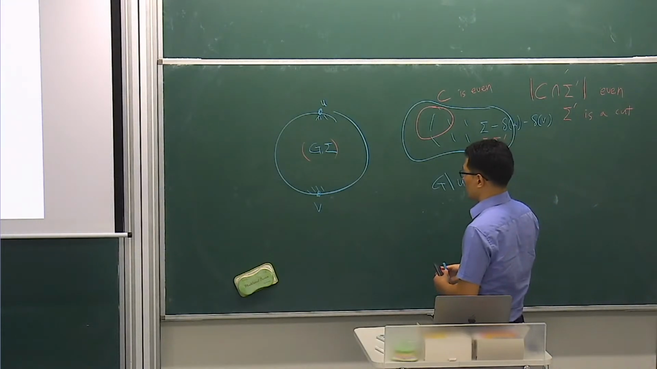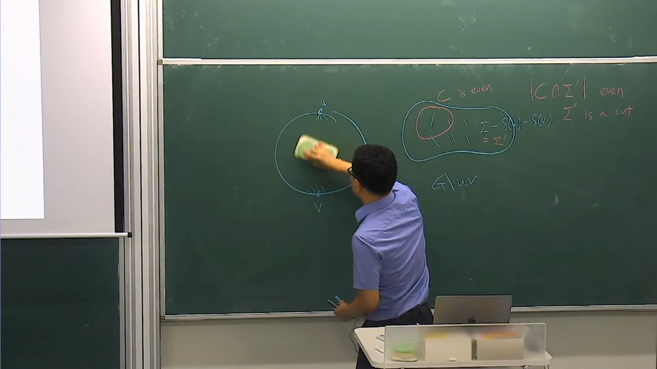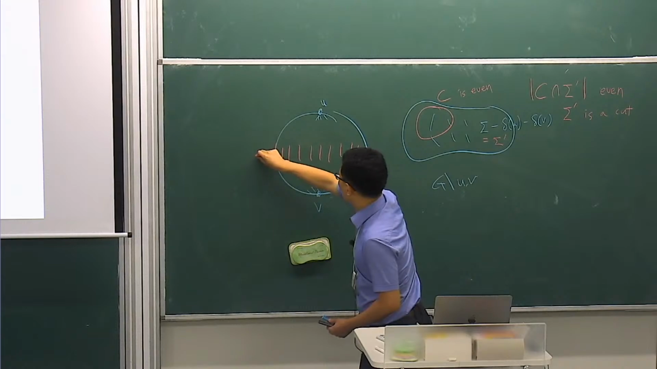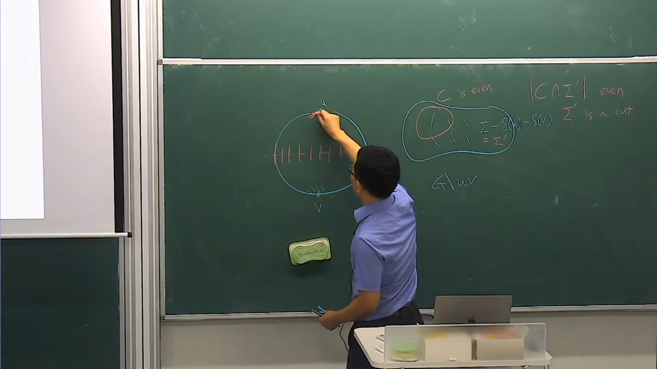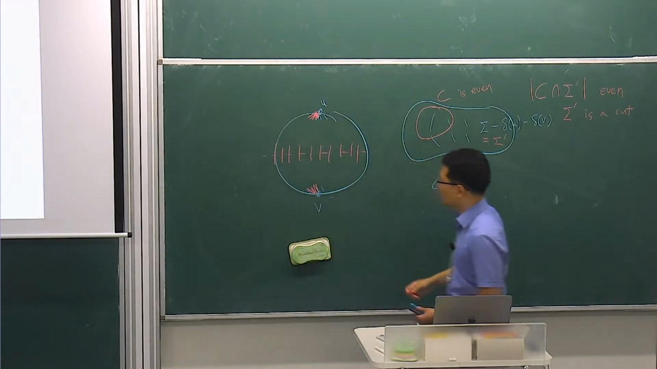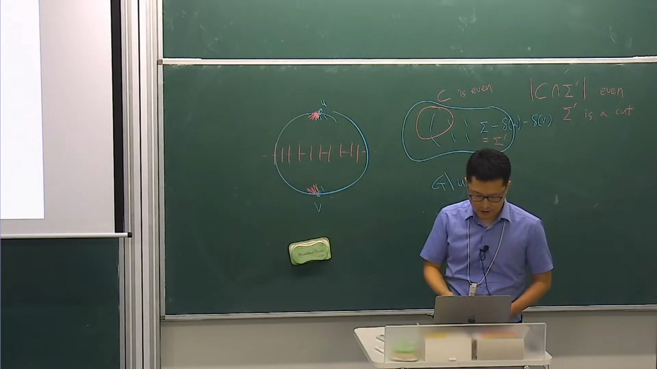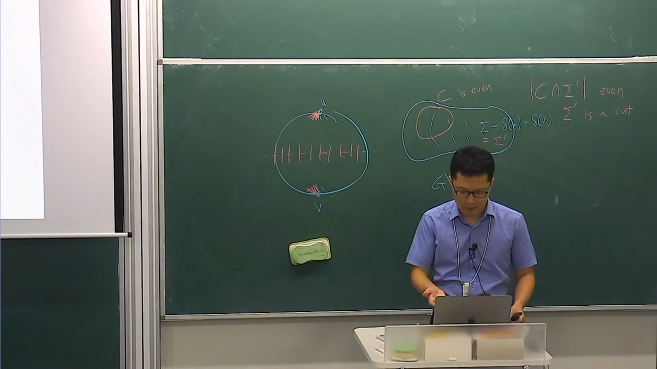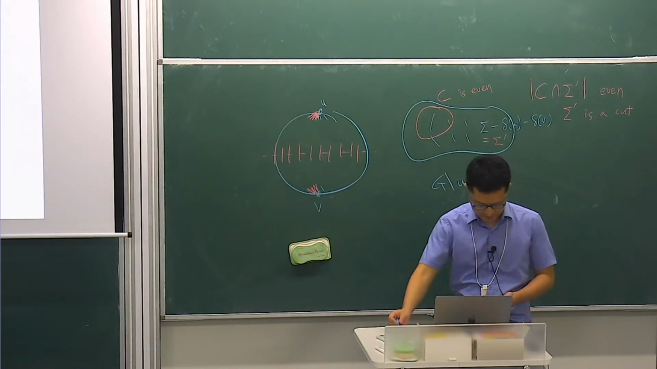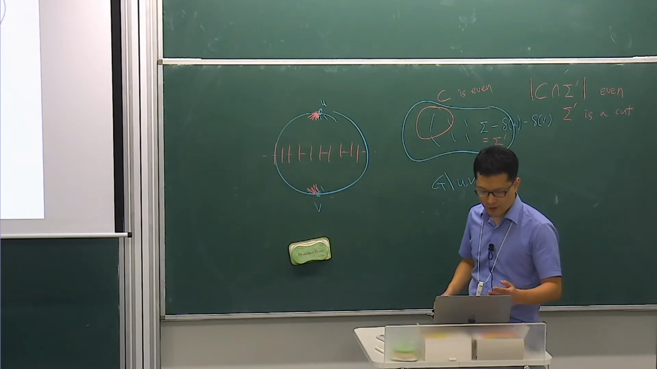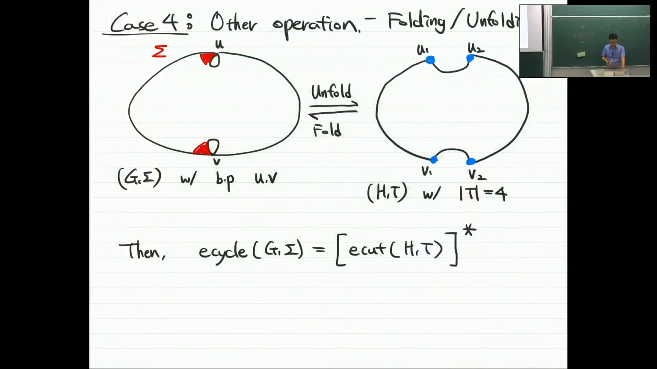So the sigma should be a cut plus possible edges adjacent to U or V. So our new signature gamma satisfies this condition. Like this, we may assume that for sigma, every edge in sigma is adjacent to U or V.